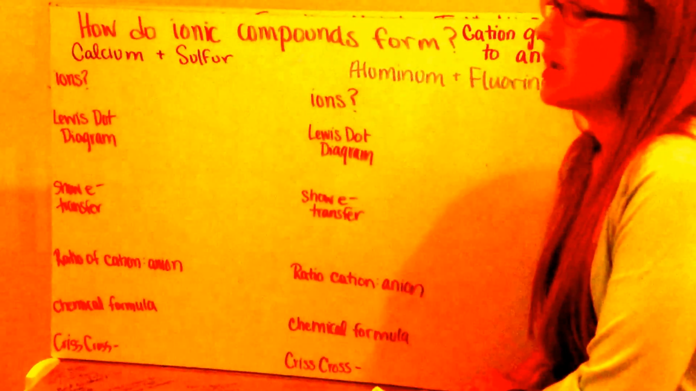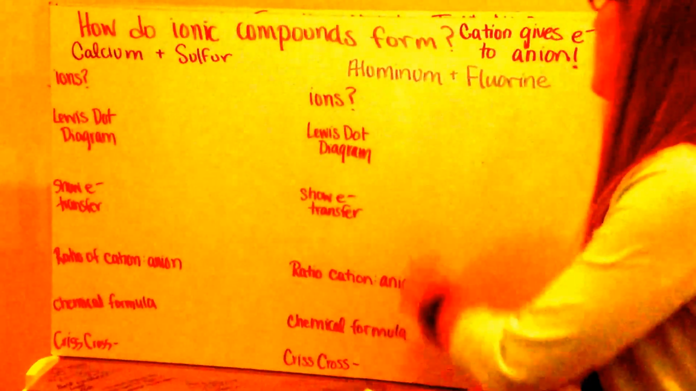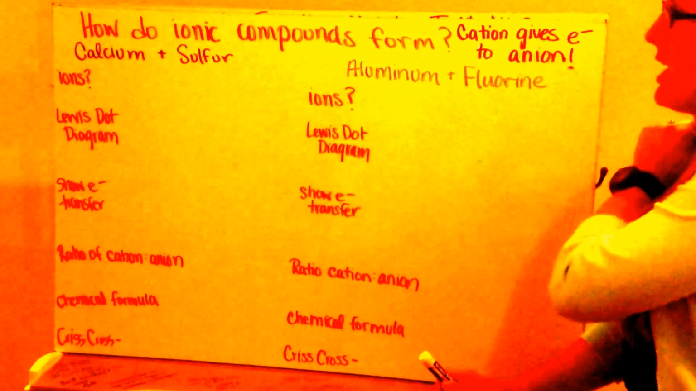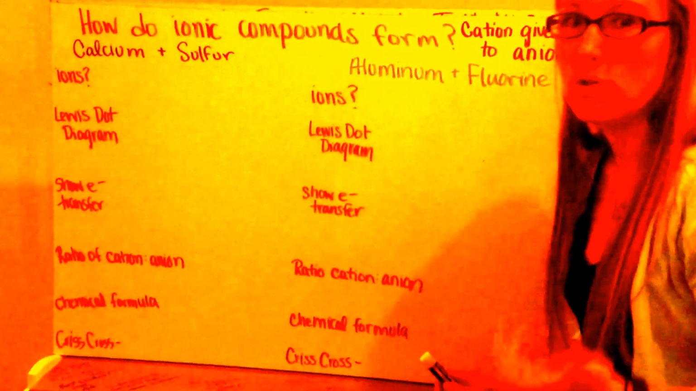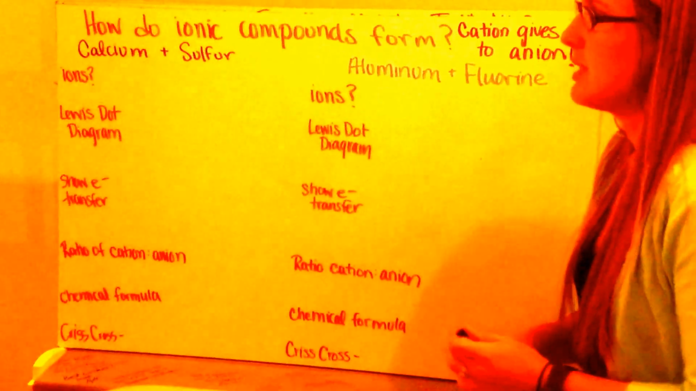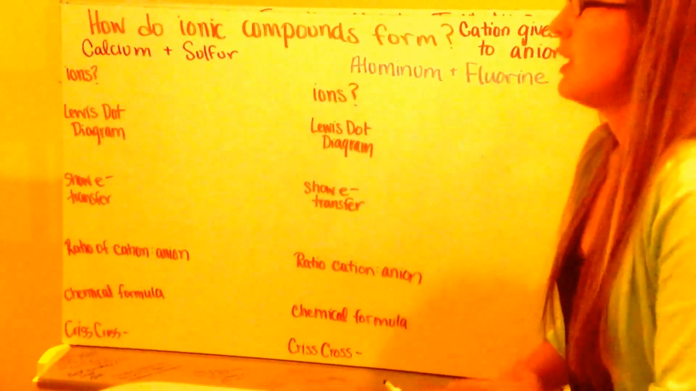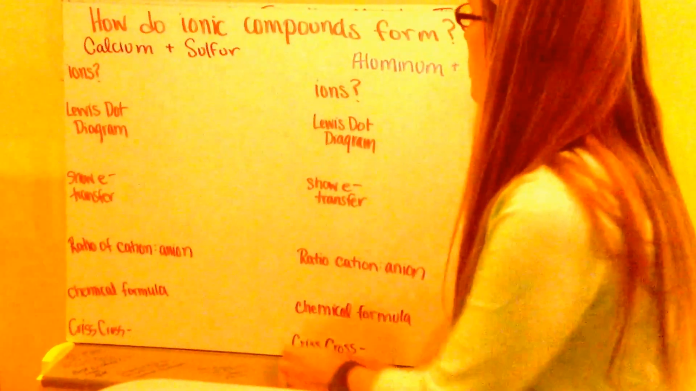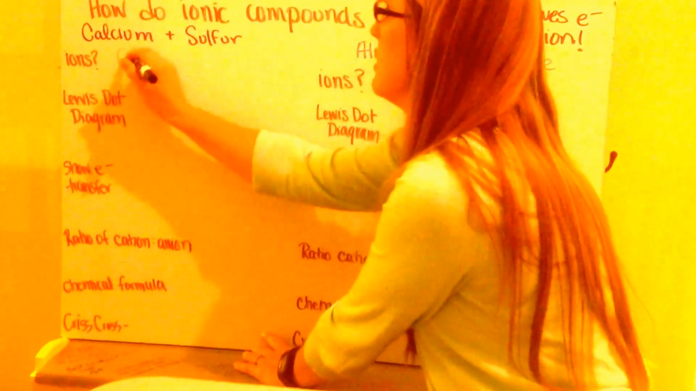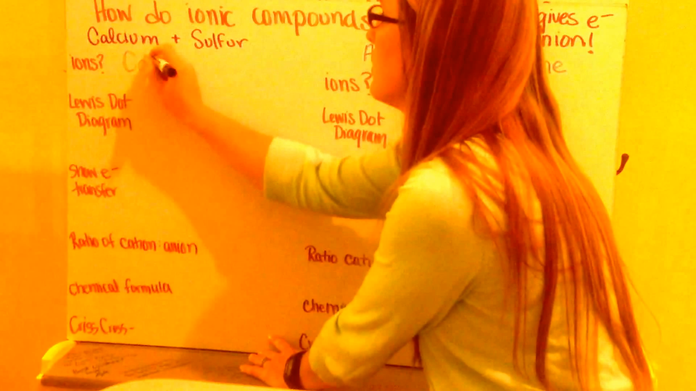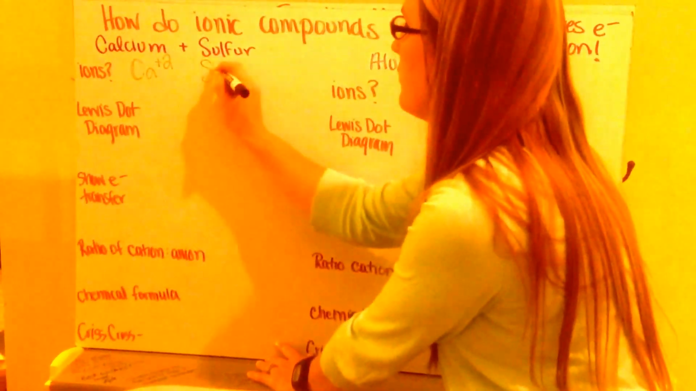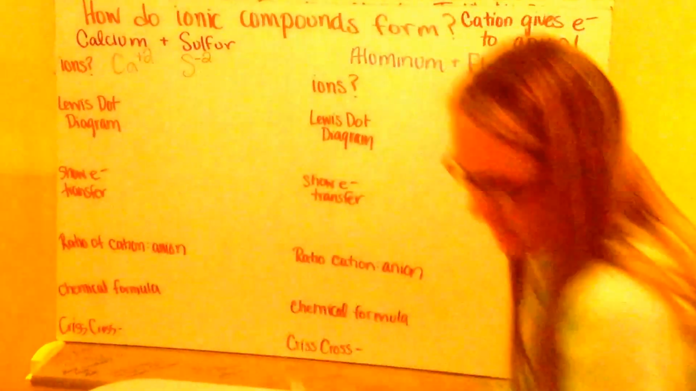So how do our ionic compounds form? Well, we know that our cation is going to give an electron to our anion. We need to be able to draw this to see what's actually going on. We'll start with our first example of calcium and sulfur. Calcium, just like we talked about before, makes the ion Ca plus 2. Sulfur, we said, makes the ion S minus 2 to make sulfide.